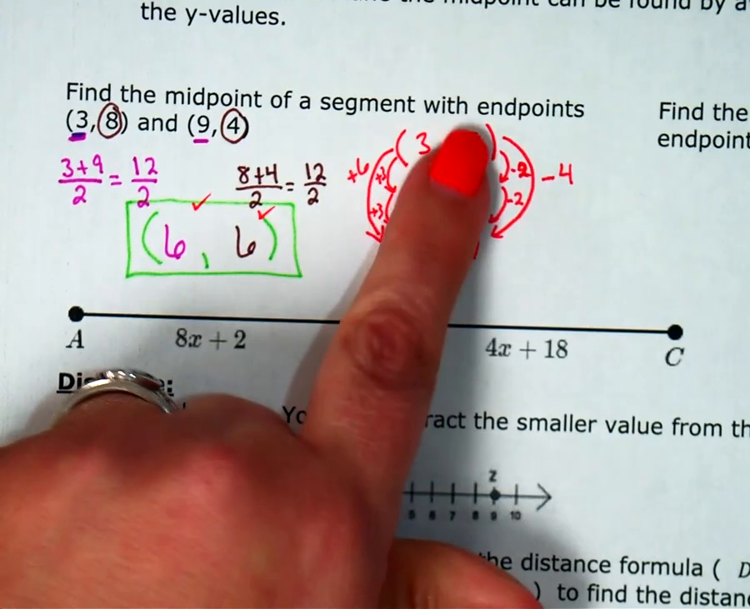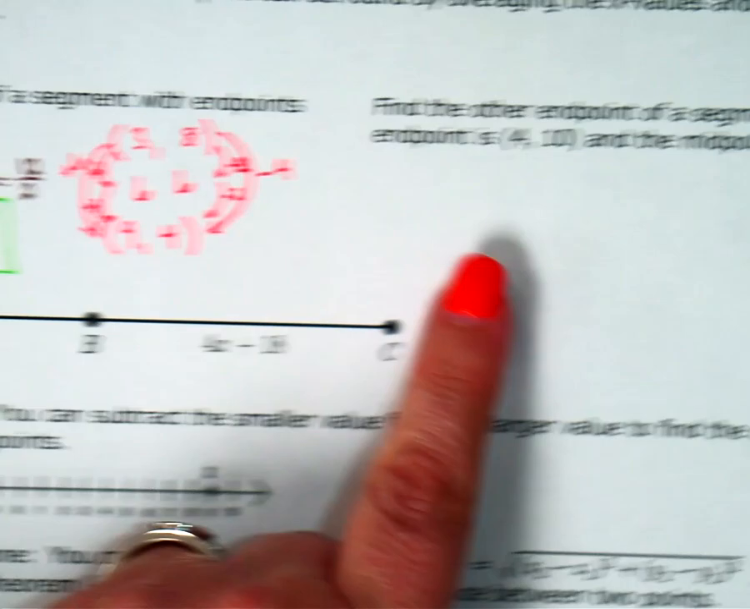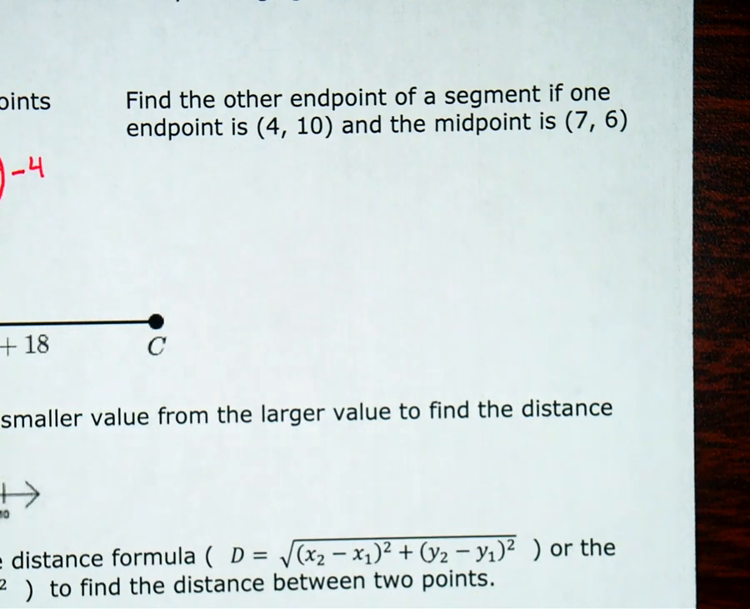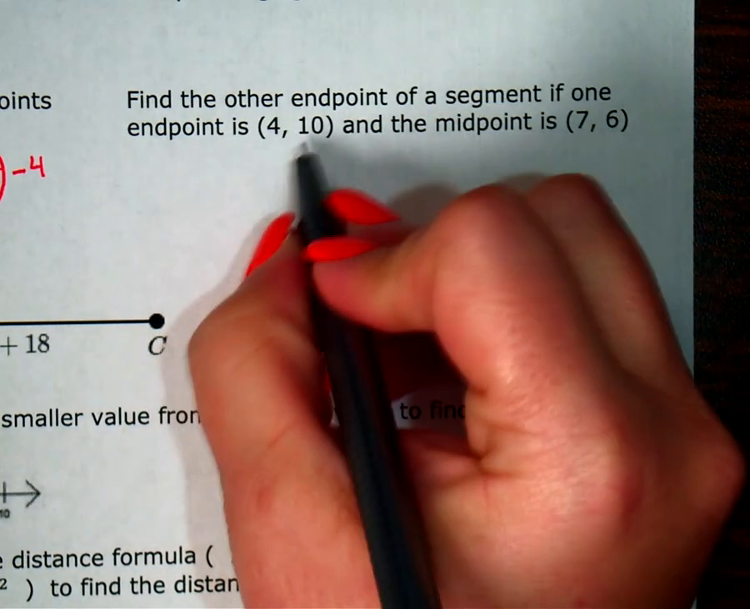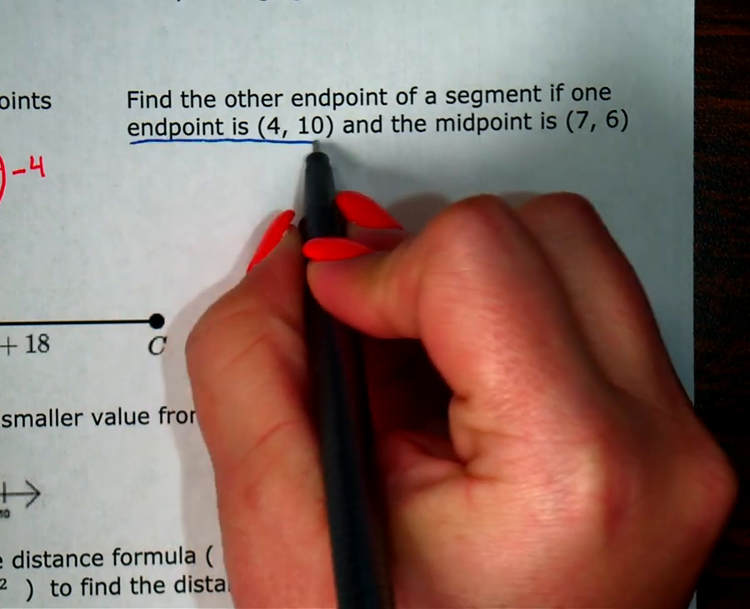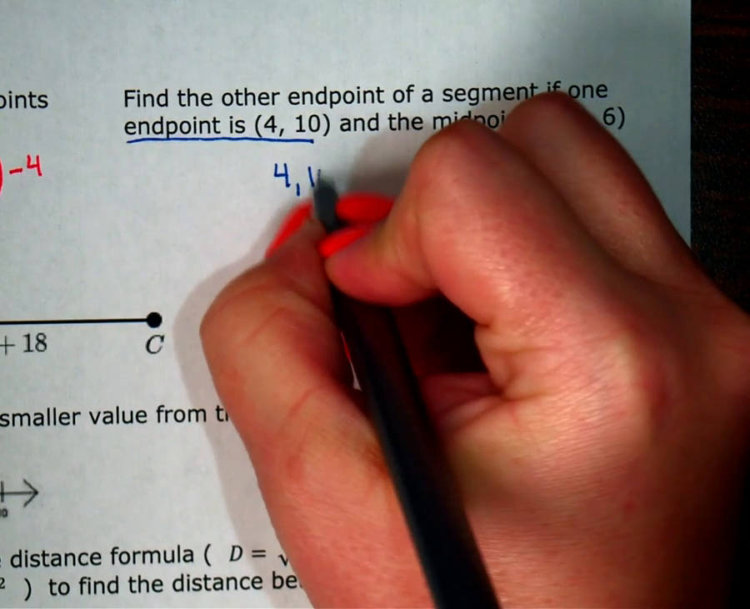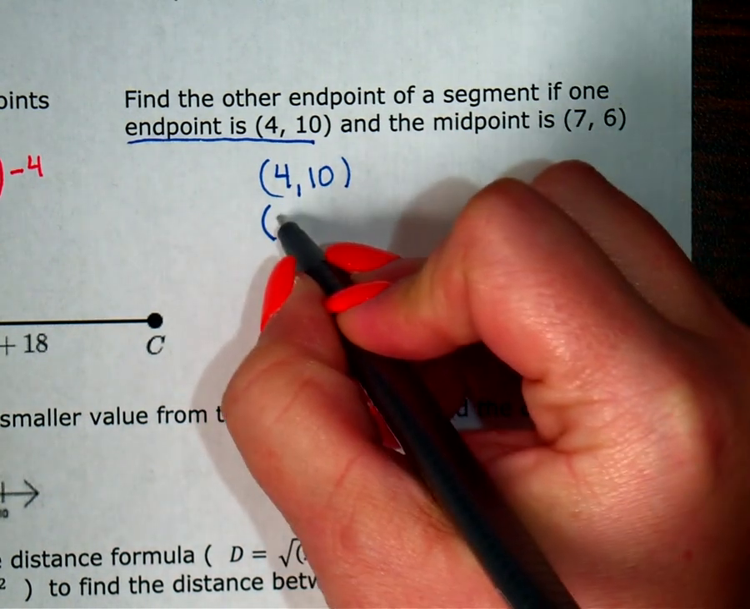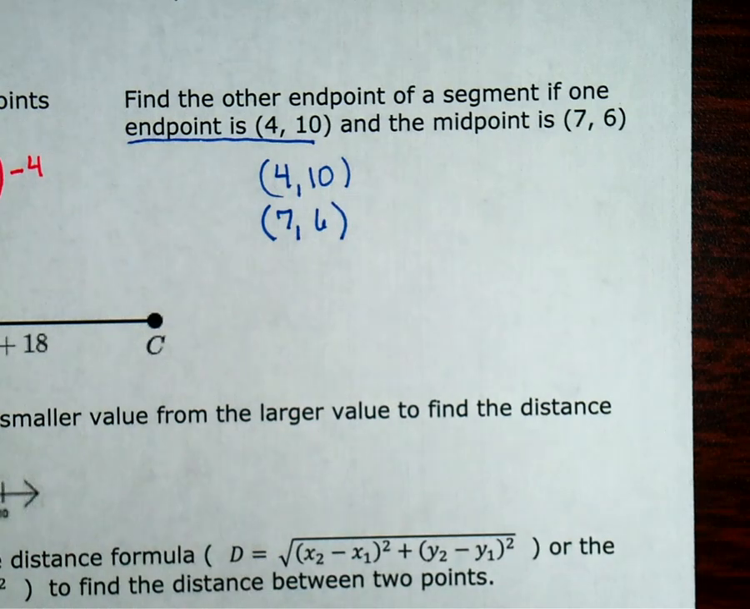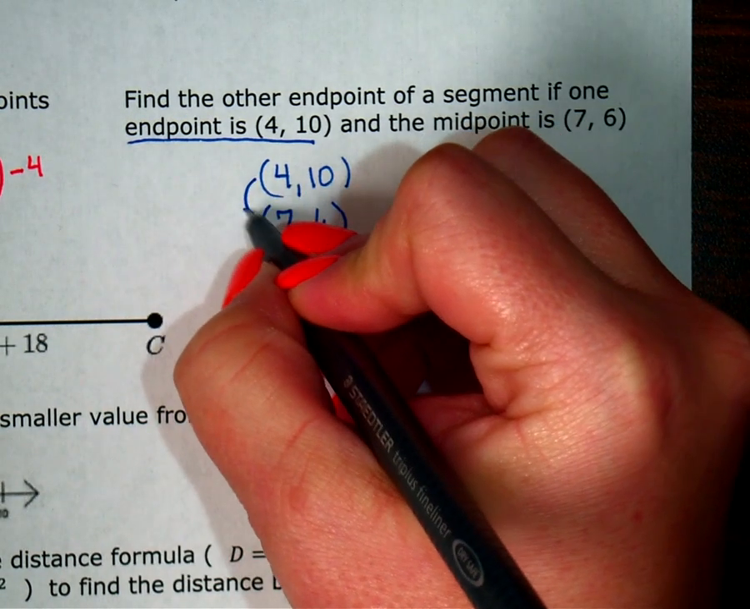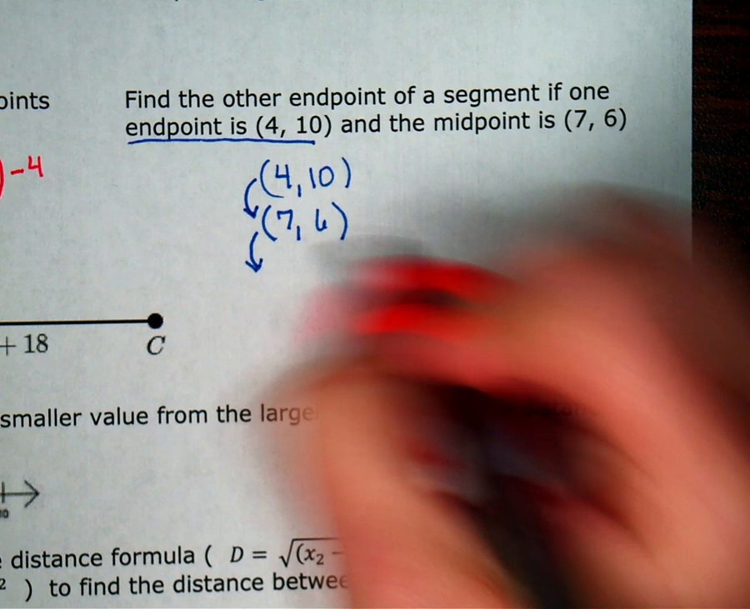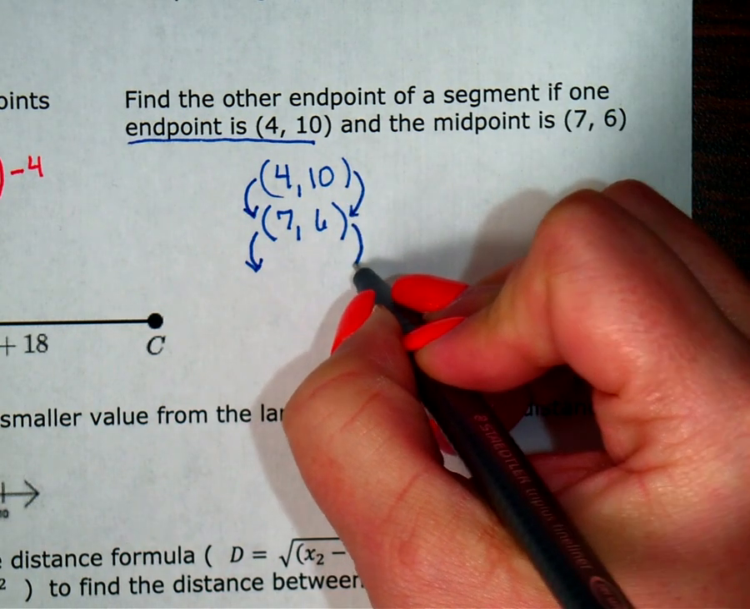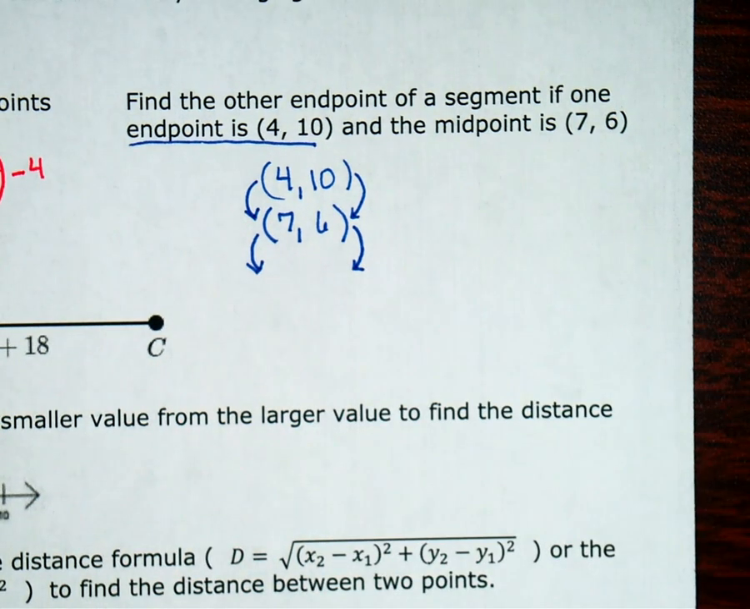Okay? This method that I used here works really well on a problem like this where you're looking for the other endpoint, but you know the midpoint. Because if I know one endpoint is at (4, 10), and I know the middle is at (7, 6), I can ask how much did I change to get to the middle? And then I just change that much again to get to the other end.